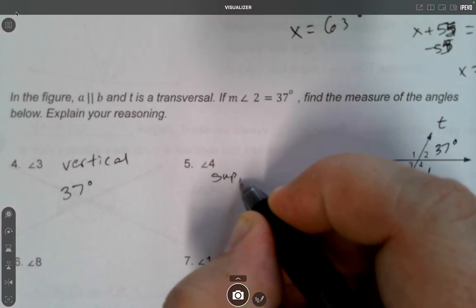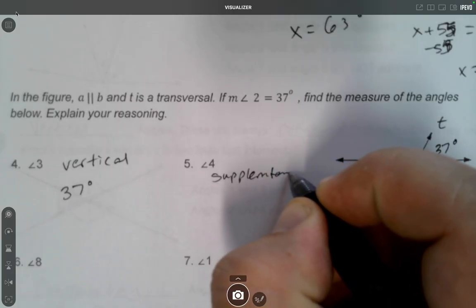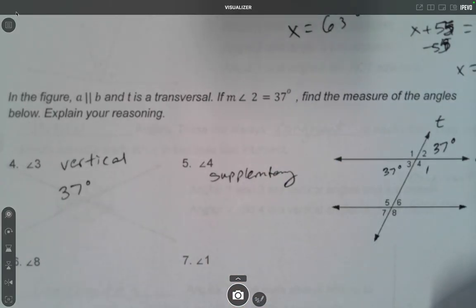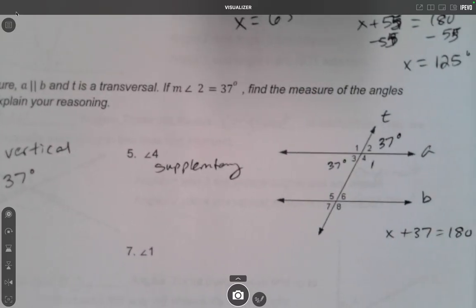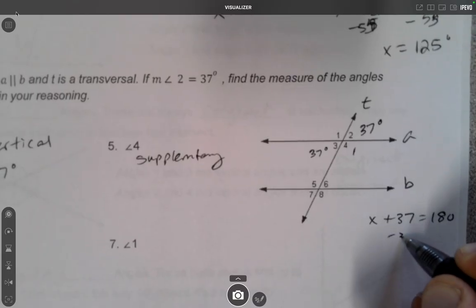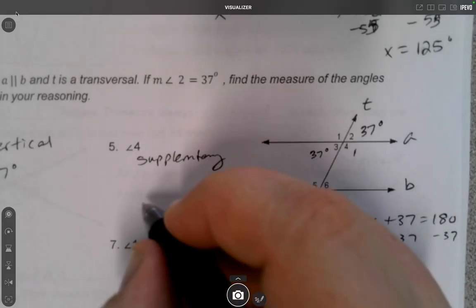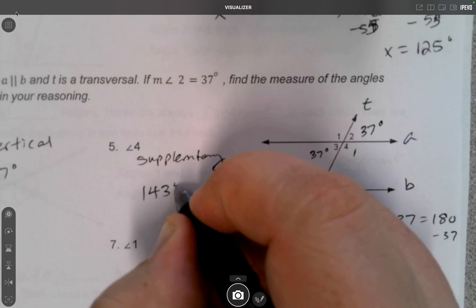And any two angles that combined form a straight line are supplementary. And that means they add up to 180 degrees. So I know that angle 4 plus 37 degrees will equal 180. So I subtract 37 from both sides, and I get that the missing one will be 143 degrees.